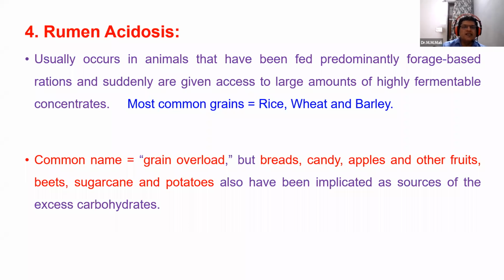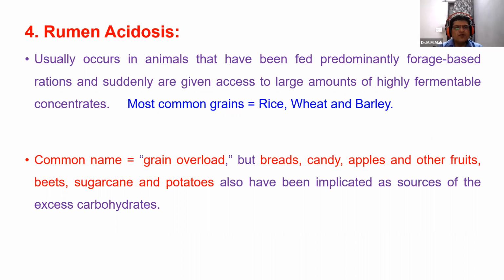Now, coming to the next important disease of sheep and goat, that is rumen acidosis. This rumen acidosis usually occurs in animals that have been fed predominantly forage-based rations and suddenly are given access to a large amount of highly fermentable concentrate. So the most common types of grains are rice, wheat, or barley.